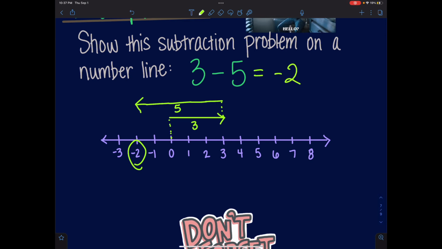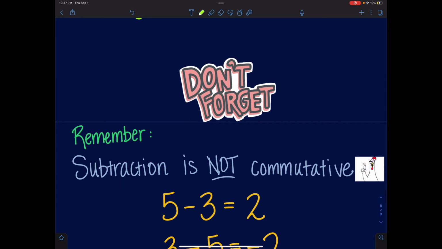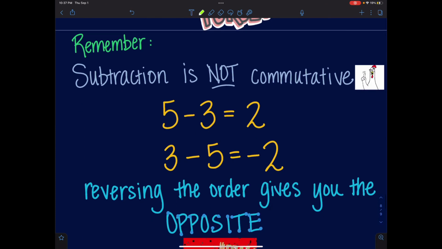Okay, easy peasy. Now, remember that subtraction is not commutative. What I mean by that is when you do 5 minus 3, you're going to get the answer 2. But as you just saw from the previous example, if you do 3 minus 5, the answer is actually negative 2. So that is a totally different number. In fact, what do you notice about those? They're opposites. So it turns out that when you switch these, you get the opposite number.